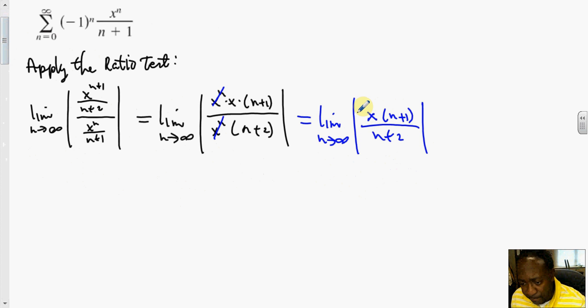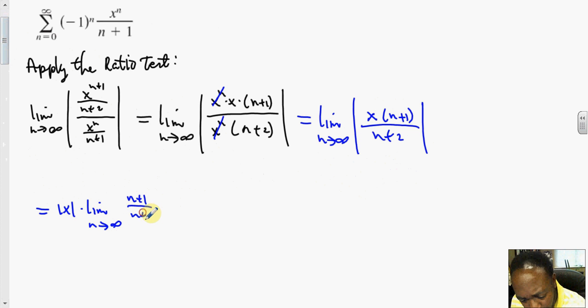So if you think about it, we have here the absolute value of x times the limit as n goes to infinity of n plus 1 all over n plus 2. Now the limit of n plus 1 divided by n plus 2 is equal to 1. But for convergence, for the ratio test, you want this whole term to be less than 1, right? So this implies then that this limit is equal to 1.